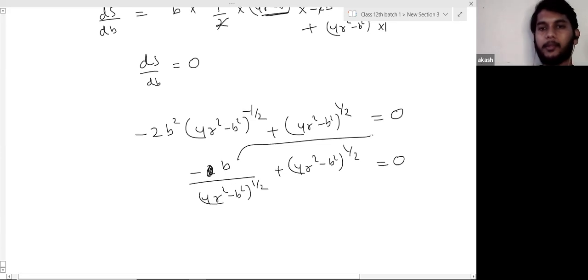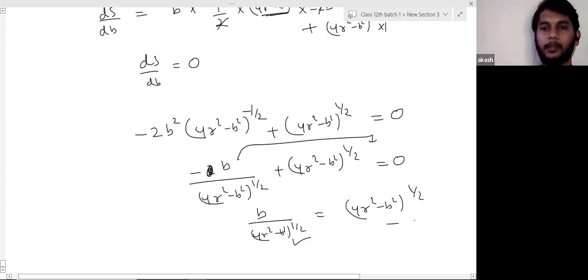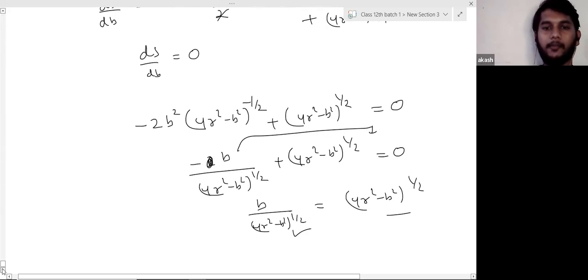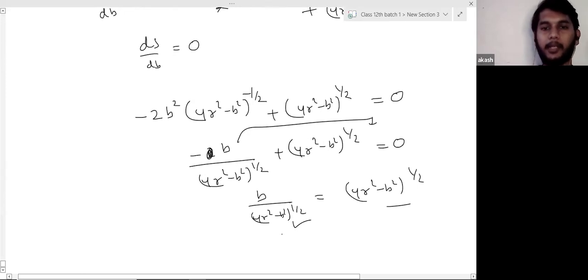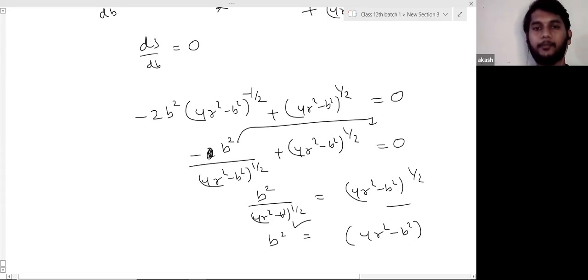So you can take this to this side. So b upon (4r square minus b square) to the power half equals to (4r square minus b square) to the power half. Throw this to this side. So half and half, like under root multiplied, we get the same thing. Again, this is b square, equals to 4r square minus b square. Any doubts till now?